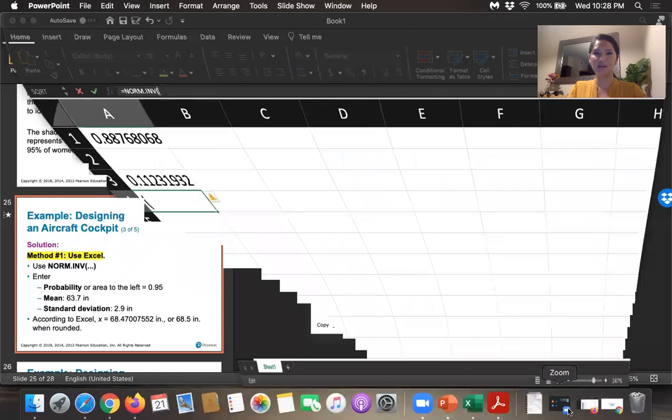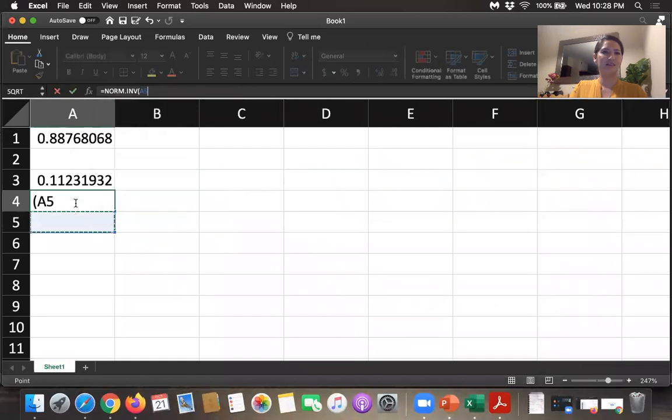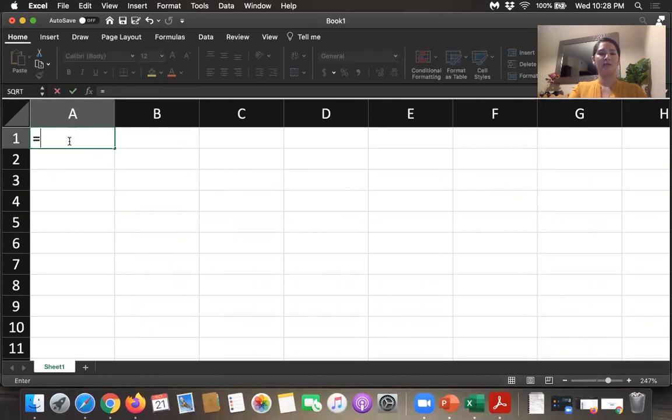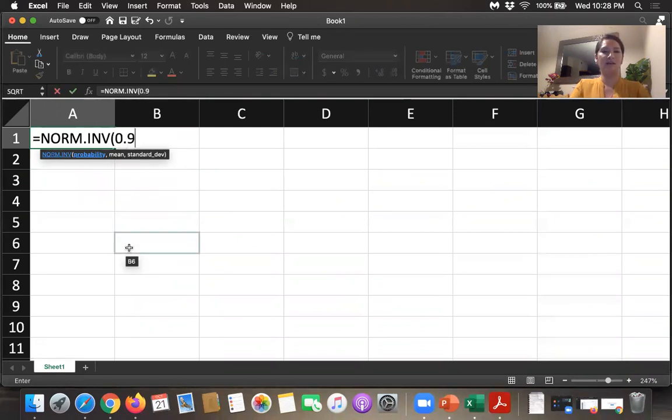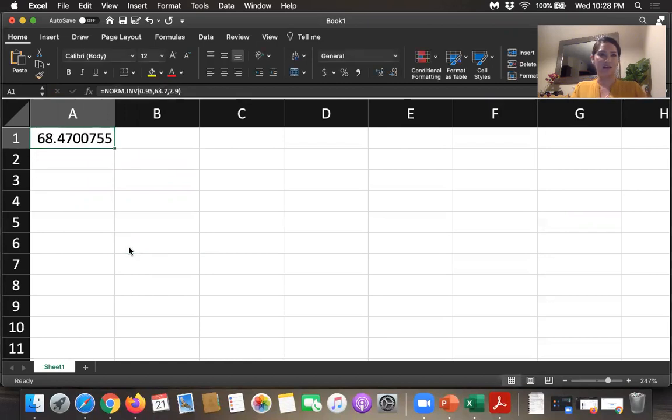I would go to Excel. Sorry, I'm deleting all this stuff. There we go. I go to Excel and I'll type equals norm.inv. And when you select that function, it actually populates with what you're supposed to enter right here. So you enter the probability, the mean, and the standard deviation. So we have 0.95. The mean for our distribution is 63.7, and the standard deviation is 2.9. Close parentheses, and then you get that X value right there.